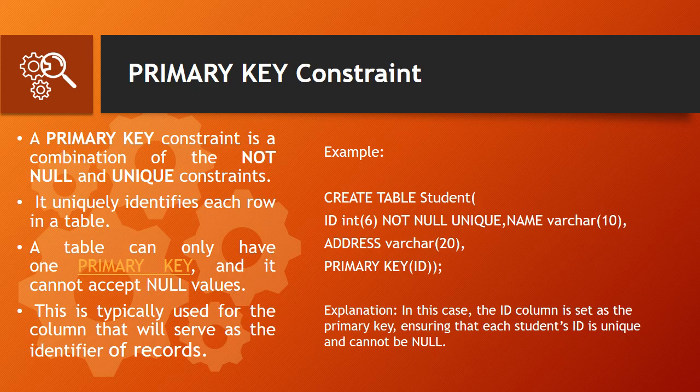This is used on the column that will serve as the identifier of the records. For example, CREATE TABLE student (ID INT NOT NULL UNIQUE, name VARCHAR(10), address VARCHAR(20), PRIMARY KEY (ID)). In this case, the ID column is set as the primary key, ensuring that each student ID can be unique.